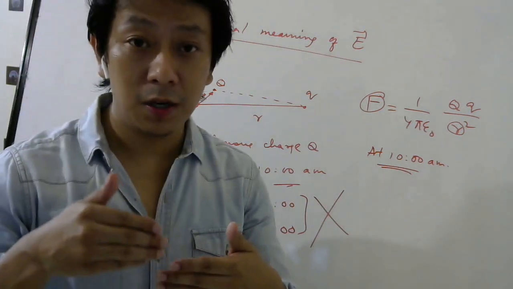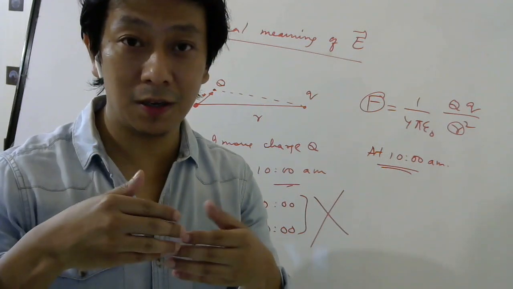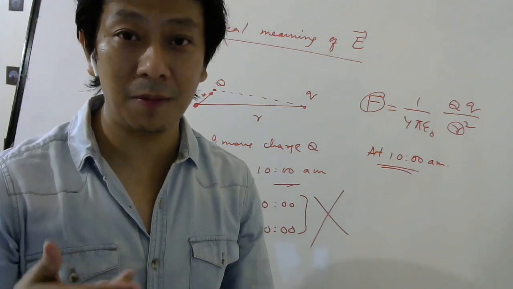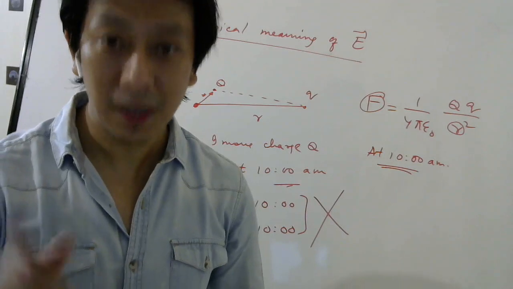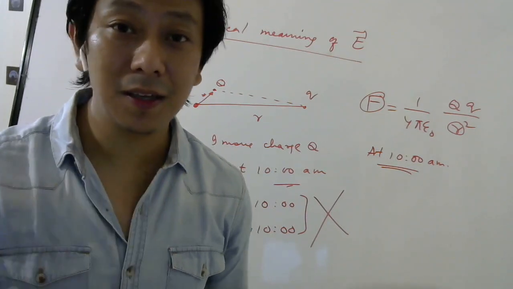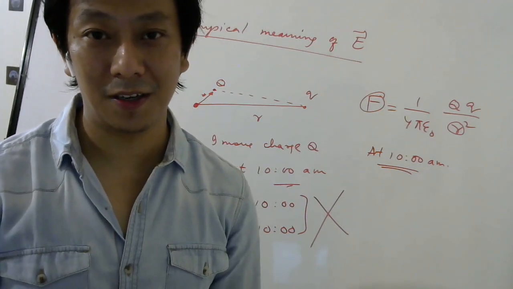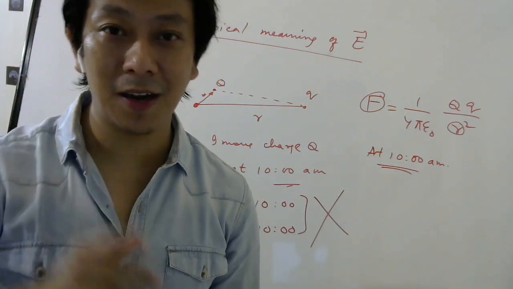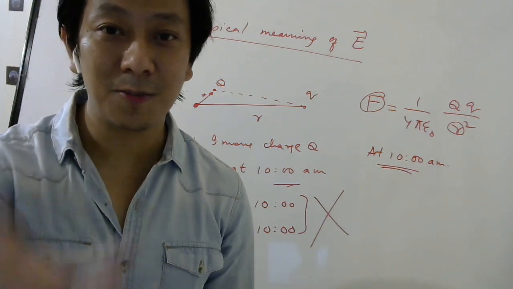And to cover that distance in zero time, the information has to travel with what speed? Infinite. But nothing can travel faster than the speed of light. Forget about having infinite speed. You can't even cross the speed of light.